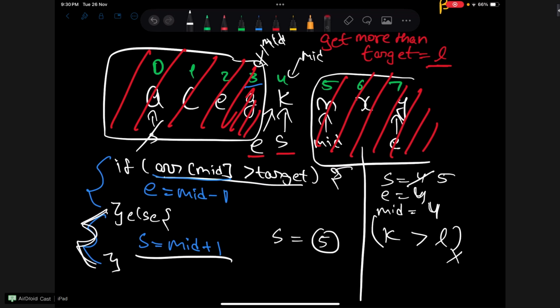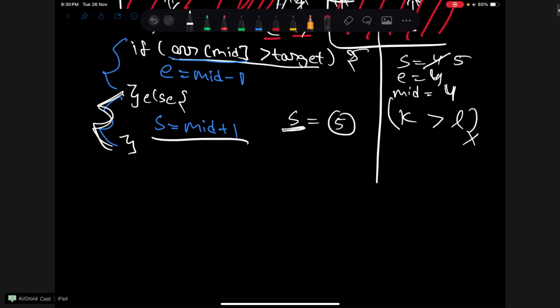But we wanted the next greater element. Okay, the next greater element than target. So target was L. So we have to return the next greater. What is greater than L? We know for sure that M is greater than L. So where is S pointing? S is pointing at the fifth index now. Remember, S is pointing at fifth index. S is not pointing at fourth index. That means we are going to return S at this point. Okay, so the S is going to store our answer, we will return S.